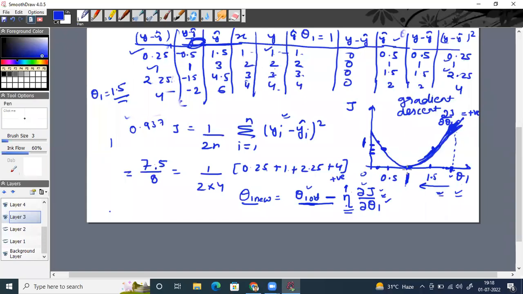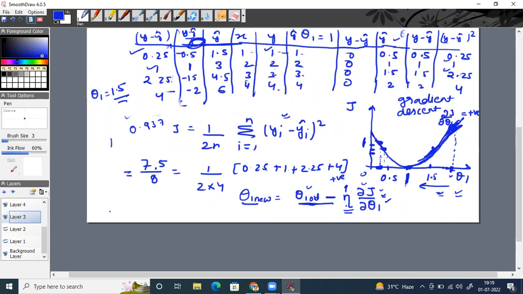Clear? Similarly, suppose you pick a very small value of theta initially. Randomly we are picking, we never know. Suppose I come up here and I pick the value of this. At this point, what is your cost function here? This is your cost function. Again, very high. So what will you do? The same algorithm will work.